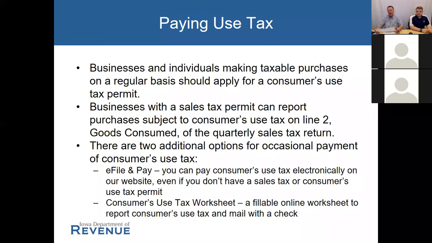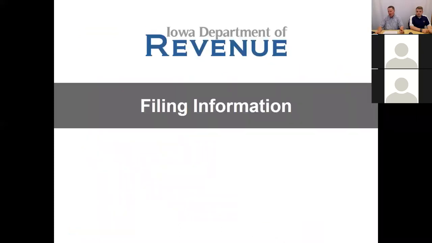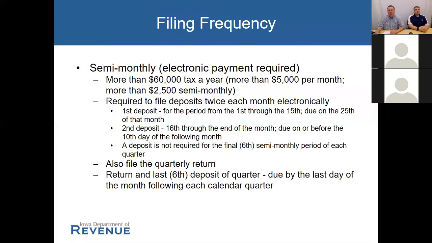Switching gears just a little bit, I'm going on to filing information. This is something we seem to get some questions on. When you register with the Department of Revenue, you have to choose a filing status, okay? And your filing status is based on how much tax that you believe that you will be collecting. The first one up here that we have, and I'm not going to read it line by line to you, but if you are collecting and remitting more than $60,000 of tax in a year, so you're over $5,000 a month, this is quite a bit of tax that you're sending us, you would be a semi-monthly filer.